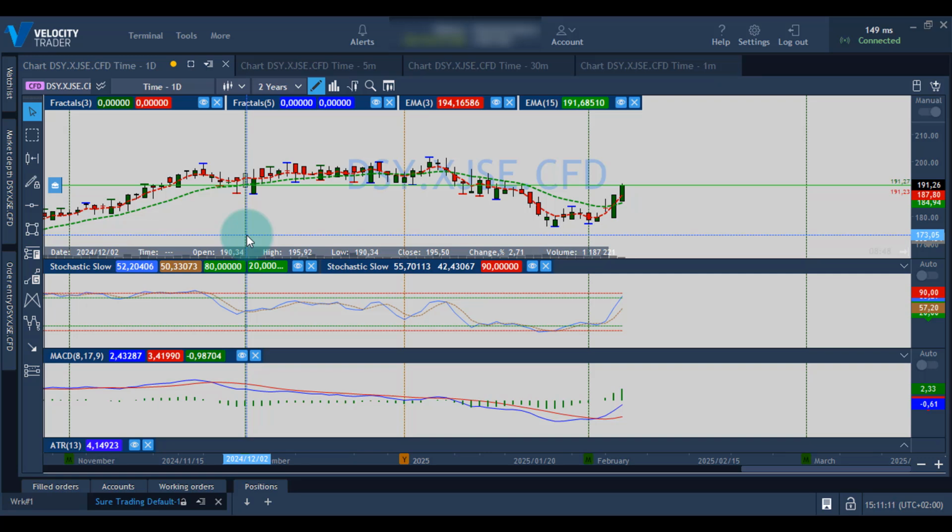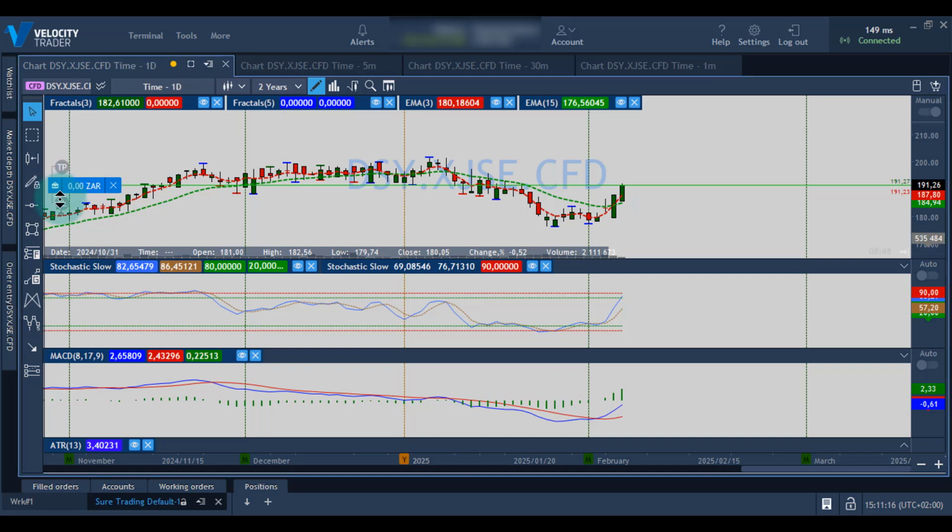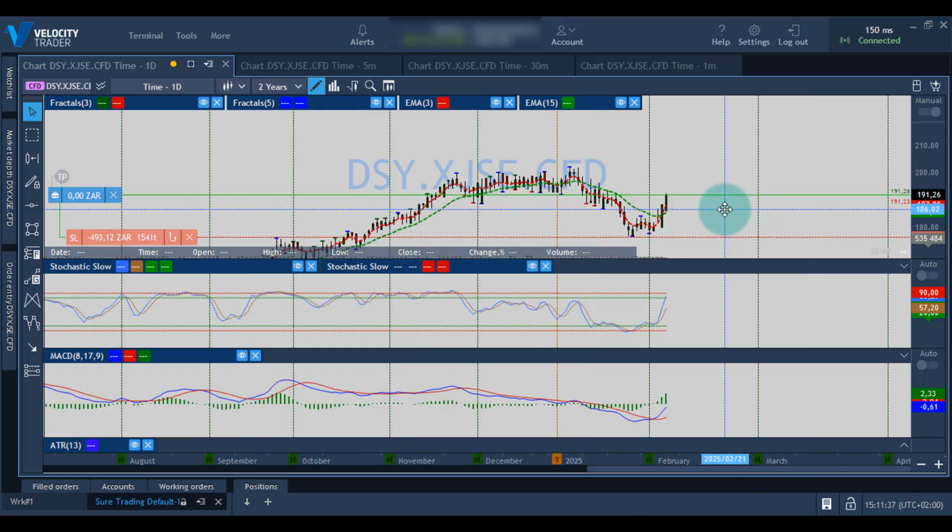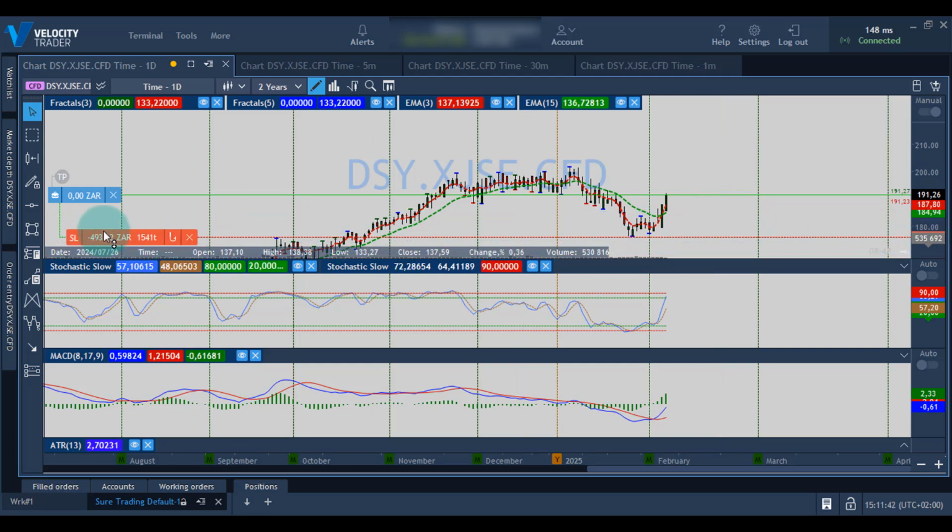Before we move on, we just need to set our stop loss. You click on this little briefcase icon, and remember we said the stop loss would be below these lows over here. So we're going to put it down there, and that's 493. We want this trade to be a 1:2 risk reward ratio, so we're going to put our take profit at just under 1,000 Rand. Let's do that. You can put it just there.